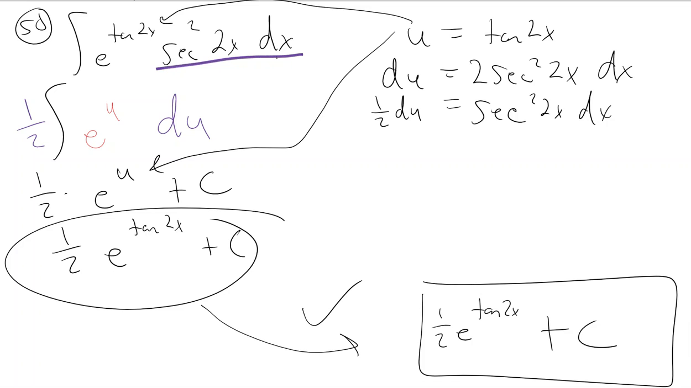So all things considered, this is actually kind of an easier one, assuming that you remember the derivative of tangent is secant squared and you remember the chain rule. So don't always go off appearance. To me, I thought this one might be harder.